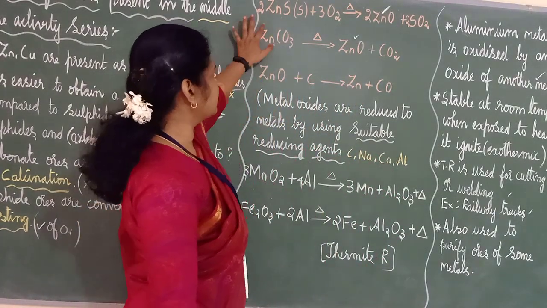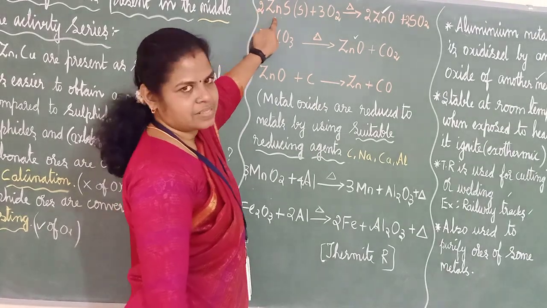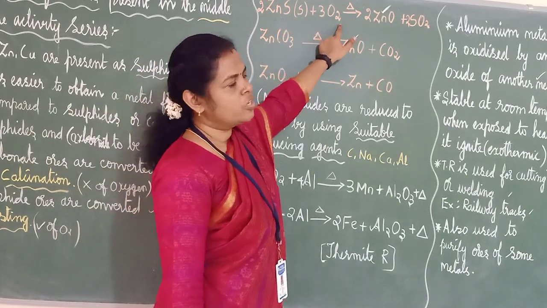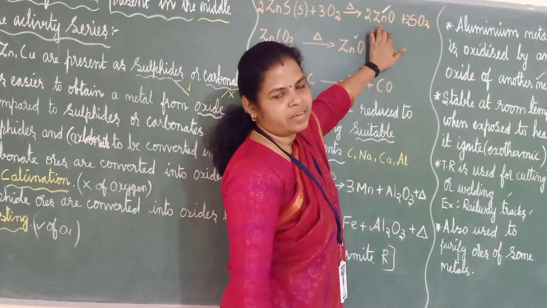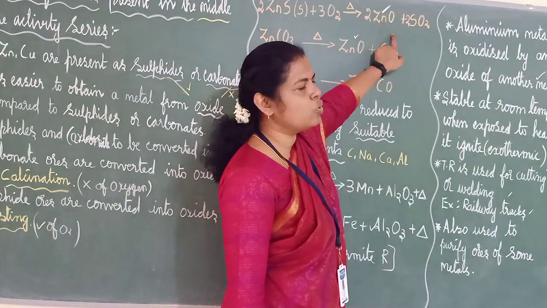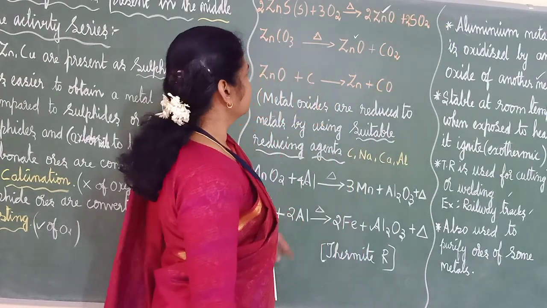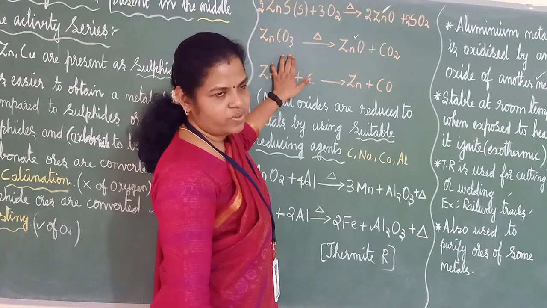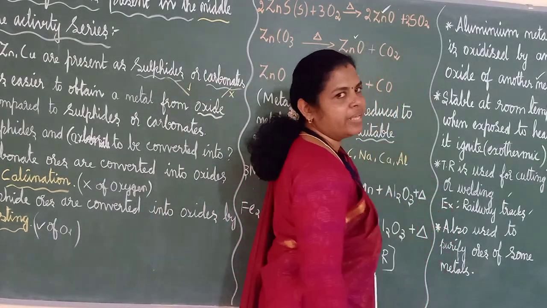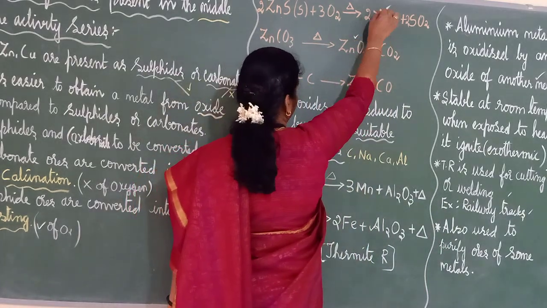See here, I told you about sulfide ore and carbonate ore. I have given one example: ZnS, zinc sulfide, plus oxygen. When you are heating it, you will get zinc oxide. Our aim is that only, no? From sulfide ore, it should be converted into oxide ore. So ZnO plus what is the byproduct? Sulfur dioxide. Zinc carbonate also, same way. When you are heating, you will get zinc oxide plus carbon dioxide. So both times you will be getting one oxide.